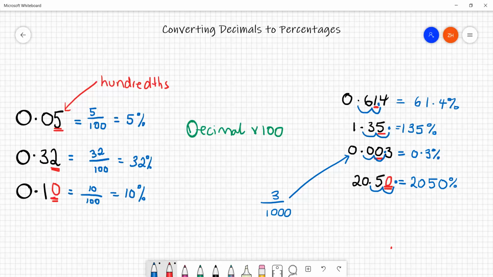So that's how we turn a decimal into a percentage. If it's a nice easy one, sometimes you can just have a look at the number and you can see how many hundredths there are. If it's a bit more complicated, then think about just moving the decimal place 2 places to the right.